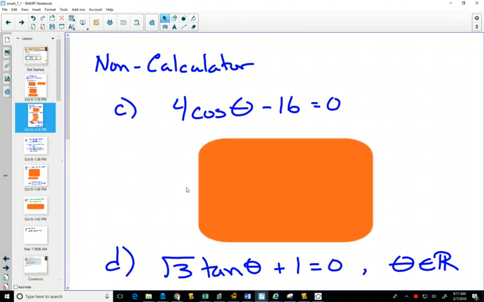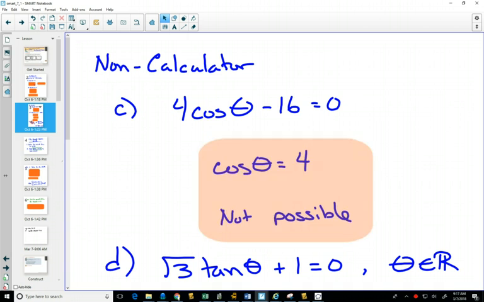For the first one, when you get cos by itself, you get cos equals 4, which is bigger than 1. If you tried to draw that triangle with an adjacent side of 4 and a hypotenuse of 1, it would be impossible. So anytime with sine and cos, you get an answer bigger than 1 or less than -1, it's going to be a non-calculator question because you're just going to be able to say it's not possible.